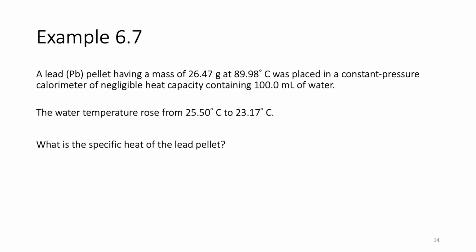Okay, so this is one of the problems that it is really, really fun to do. So it says that you have a lead pellet that has a mass of 26.47 grams. So this is going to be my mass at 89.98 degrees Celsius. So that's my TI. Was placed in a constant pressure calorimeter of negligible heat capacity, which means that technically it's a good calorimeter. On the other hand, it says it has 100 mils of water. I wonder why they're telling me this. This is going to be your mass of water.